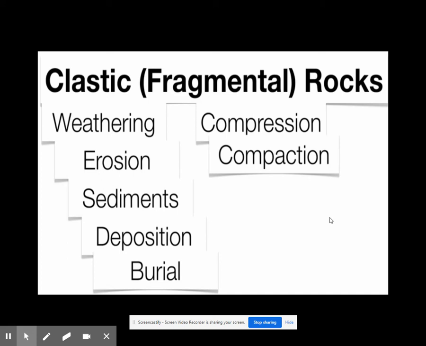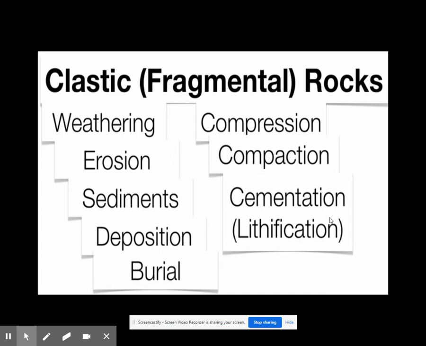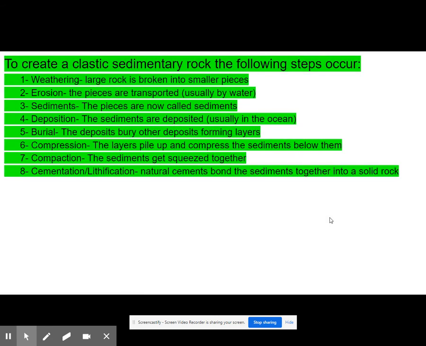The pore spaces, the empty air spaces between the particles become pretty much null and void, and natural cements start to form. This process is now called lithification, because those weathered particles, which were just little fragments, are now a solid rock. So to create a clastic sedimentary rock, the following steps occur.